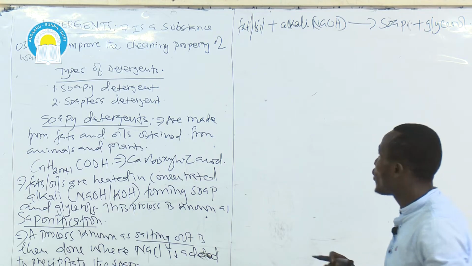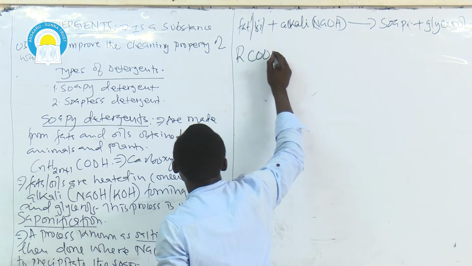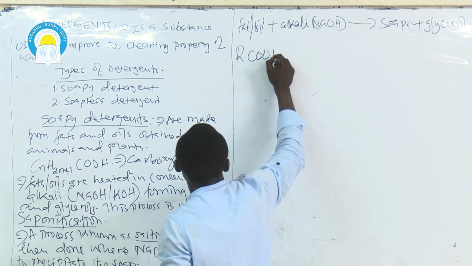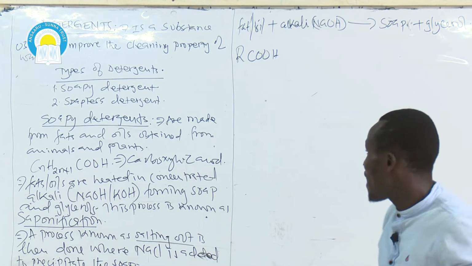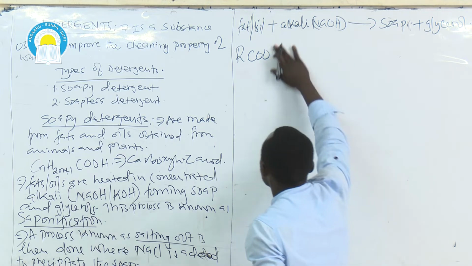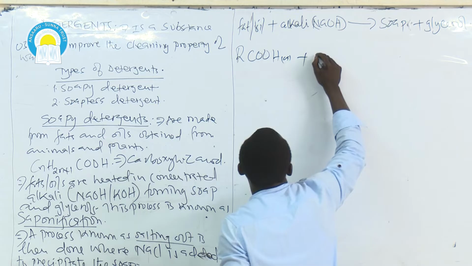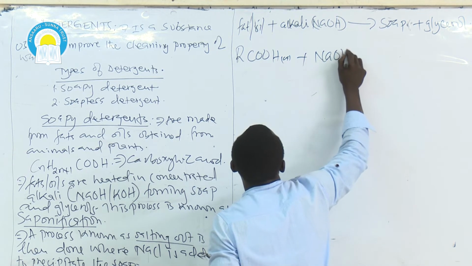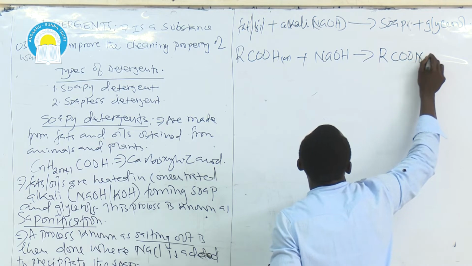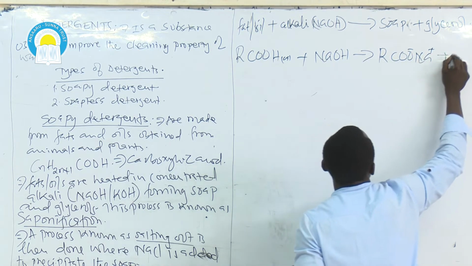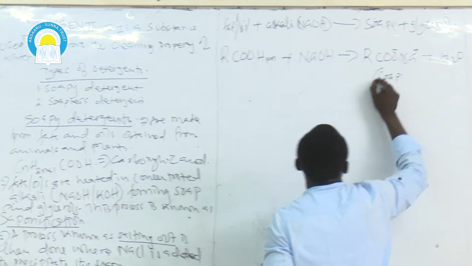So now the general equation, what we're going to have is RCOOH, where R represents the hydrocarbon part. So this is an organic acid, plus the concentrated alkali, which is sodium hydroxide, giving us RCOONa, positive and negative, plus H2O. This is the soap that we are talking about.